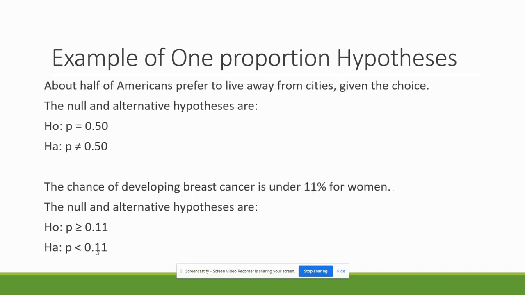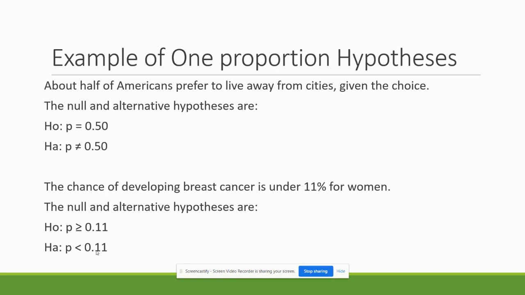About half of Americans prefer to live away from the cities given the choice. Okay, half. 1/2, 50%, 0.50. So I didn't say anything about less than or greater than. I just said about half. So the null is the proportion equals 0.50, and the alternative is the proportion does not equal 0.50.